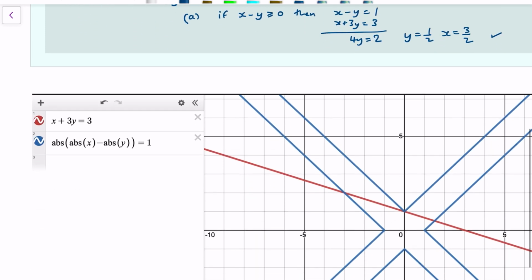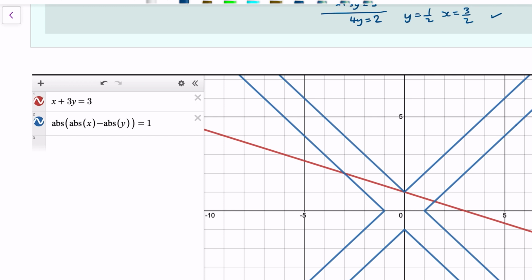If we look, I cheated and I made a graph on Desmos. And the absolute value equation there, it's just one equation, but it's got many different graphs depending on x and y. So 3 over 2, 1 over 2 is one of the solutions, and that is there. So we just need to find the other solutions, which we can see easily graphically, but we need to consider a few more cases.